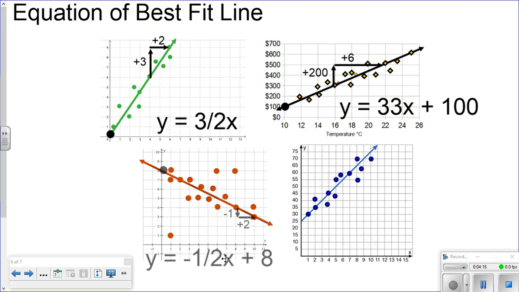And this one down here, the brown one, it's a negative slope, so I'm going down 1, right 2, so that's -1/2, and my intercept is up here at 8. In this blue one, my slope is up 15 over 3, so 15 divided by 3 is 5, and my intercept is right here at 25, so y equals 5x plus 25.